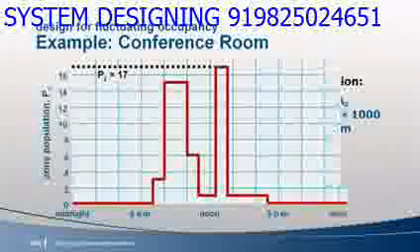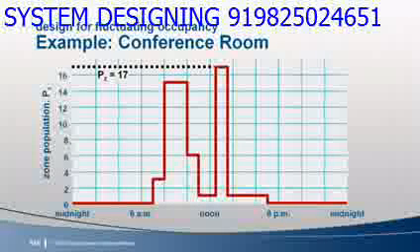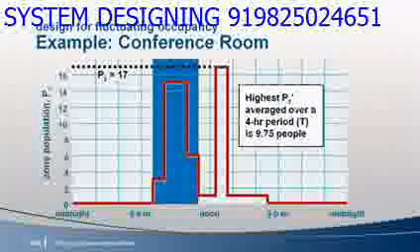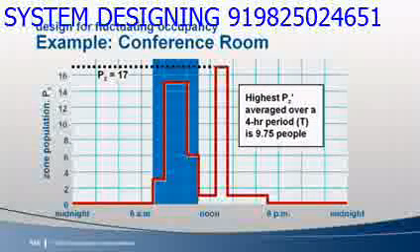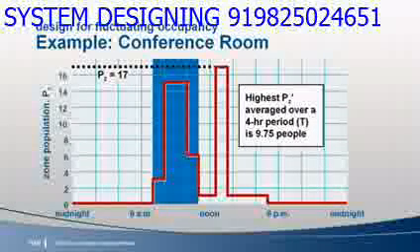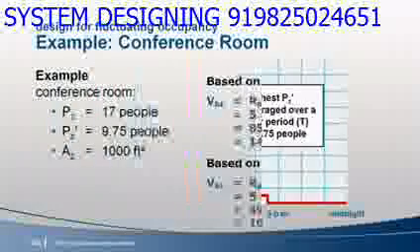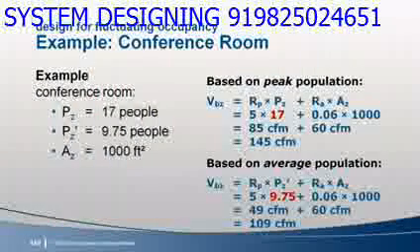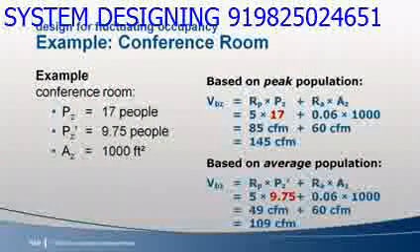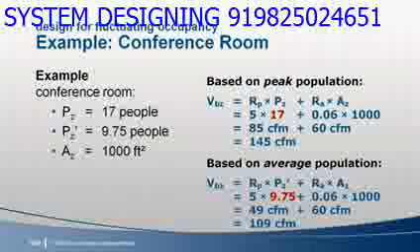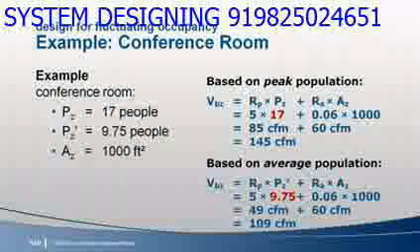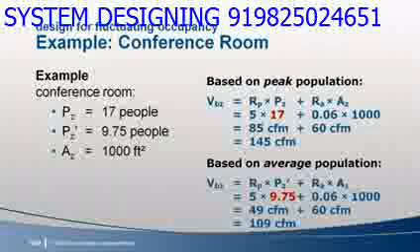Looking at the expected occupancy profile for the conference room, again, we see that even though the maximum number of people is 17, the actual number of occupants fluctuates. The highest average population over a 4-hour time period is 9.75. And our breathing zone airflow based on this average population drops to 109 CFM, compared to the original 145 CFM when it was based on peak population.